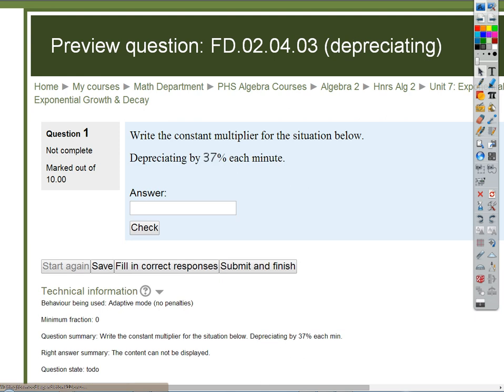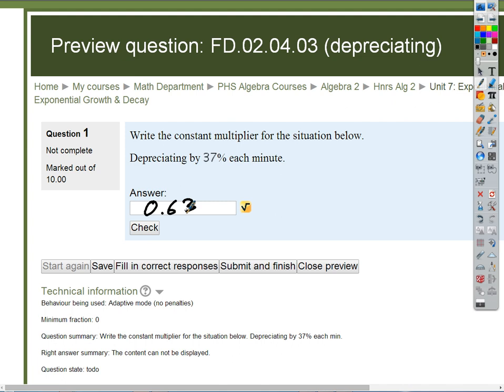Okay, how about that one? Don't you just subtract? So 1 minus 0.63. So what's it gonna be? 0.37. That's it. Right. Because it's depreciating, right? So that's gonna be decay, agreed? So if it's decay, we're gonna subtract the decimal from 1. So our answer is that.